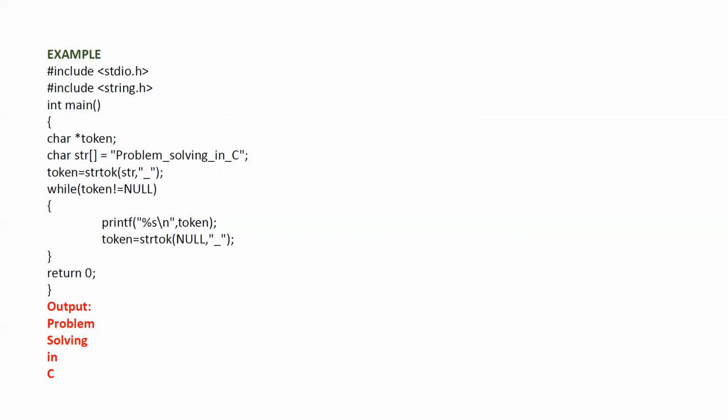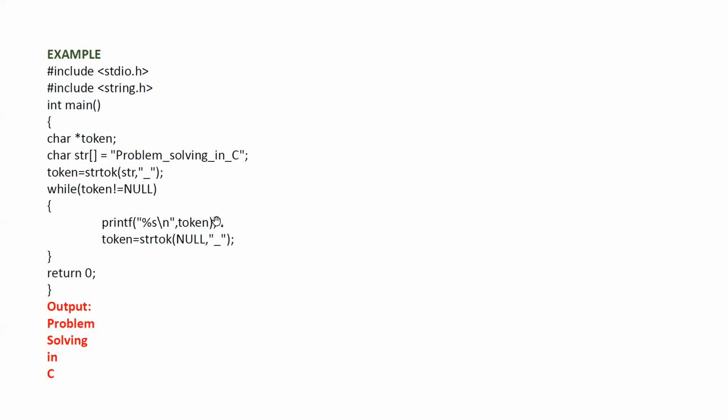So what you have to do is keep calling the function in a loop until your string becomes empty. I use a while loop here. So while token is not equal to null, while there is a value for token, you have to keep printing it. So printf percentage s token. Now in the first case, this will be executed first: token equal to strtok str comma delimiter. Problem will be stored into token. Now as soon as it enters the loop, problem is going to be printed here.